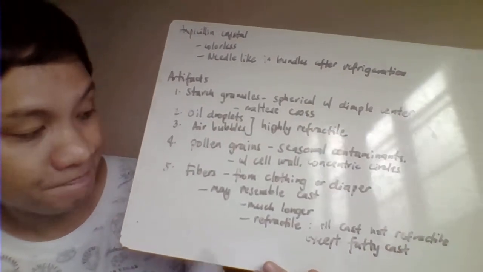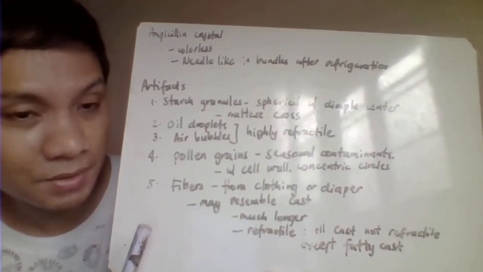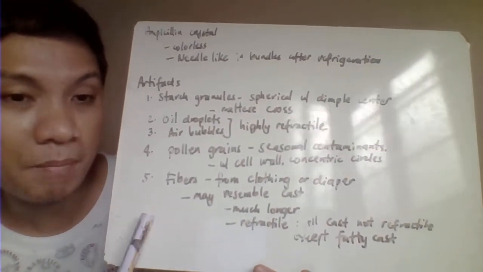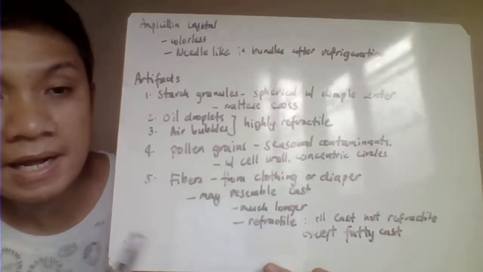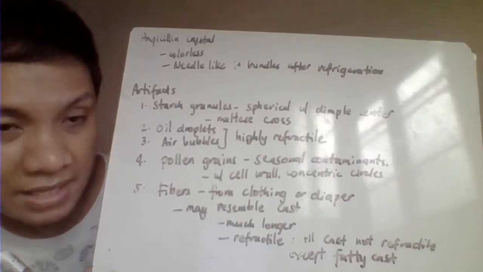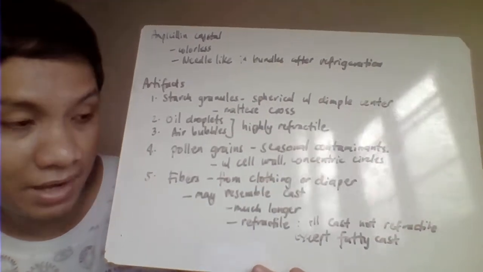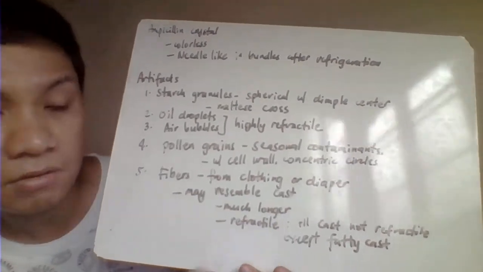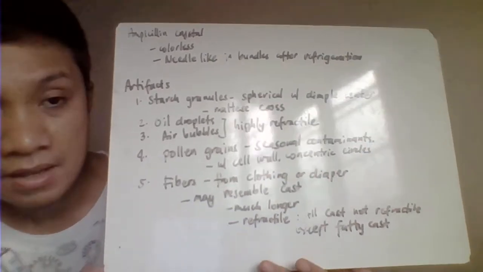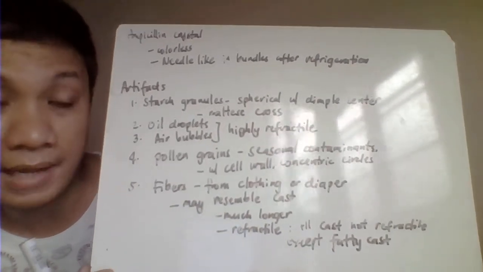Fibers appear to resemble our casts, and most likely our fibers are much longer compared to casts, and fibers are also refractile. Usually casts are not refractile except the fatty cast. Only the fatty cast is refractile. Fibers usually come from the diaper or clothing of the patient, and might be mistaken for casts.